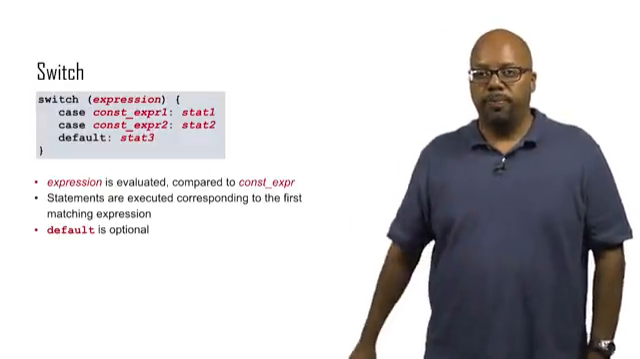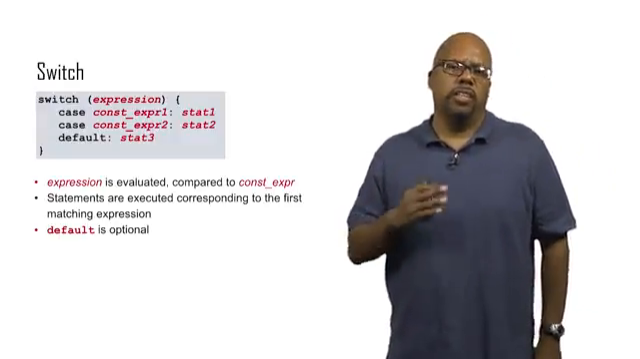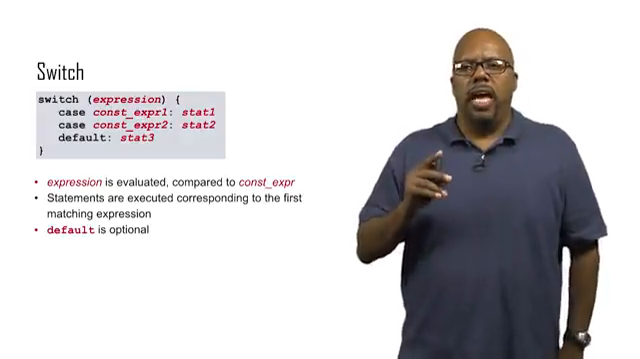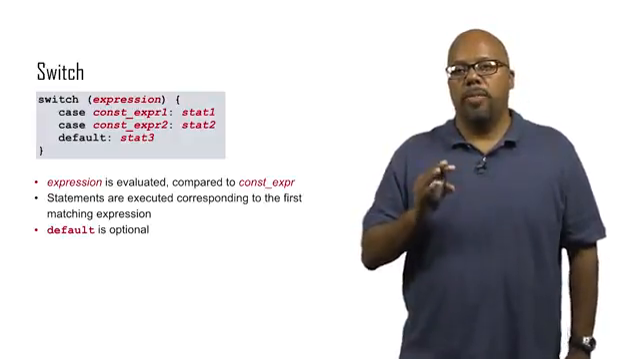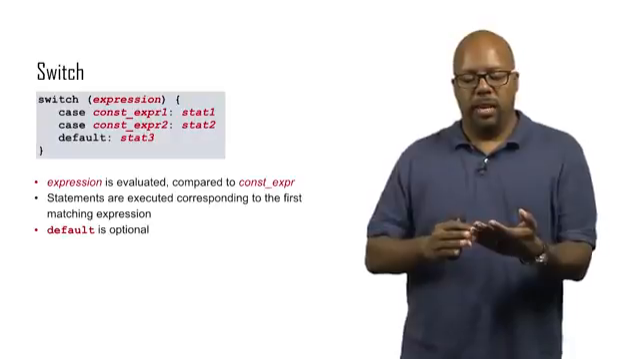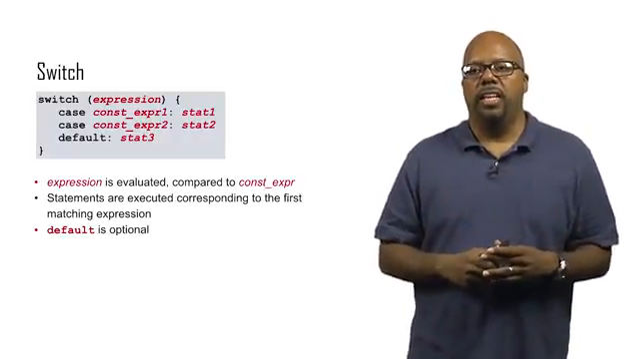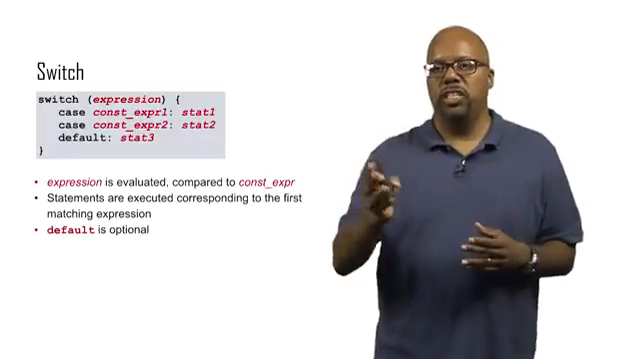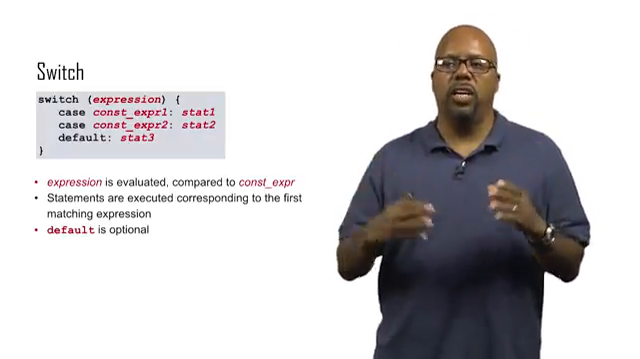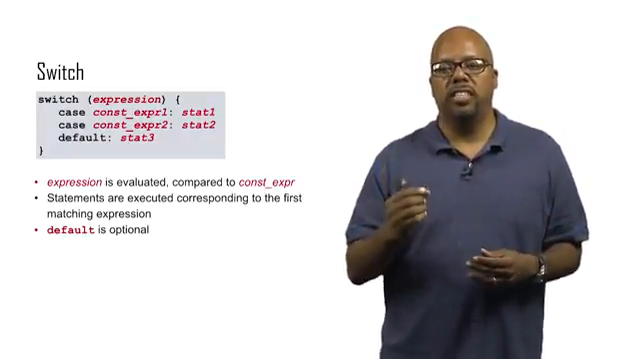Now switch, it's another type of conditional branch statement. And it's useful in a lot of cases. What it does is it basically takes a variable, some expression, okay? And the expression is evaluated. So you switch against some expression. The expression in parentheses is evaluated, and it's compared to a set of constant expressions.